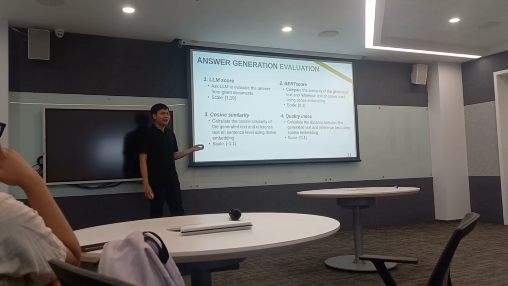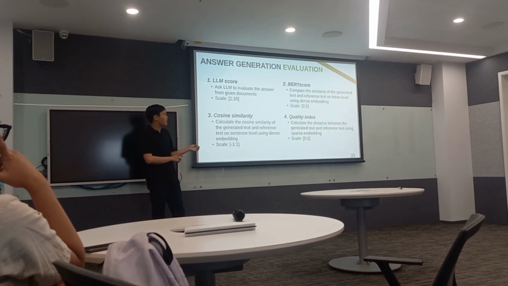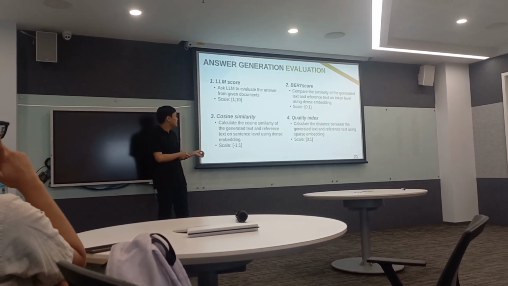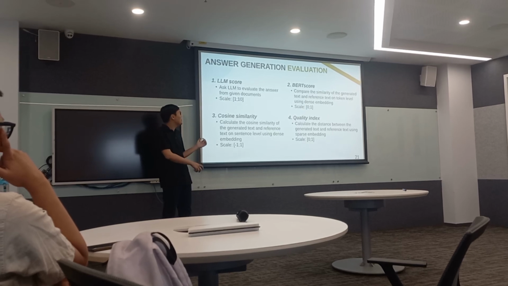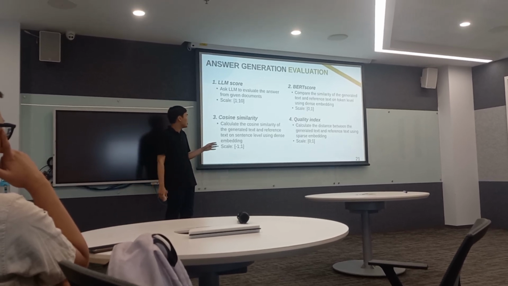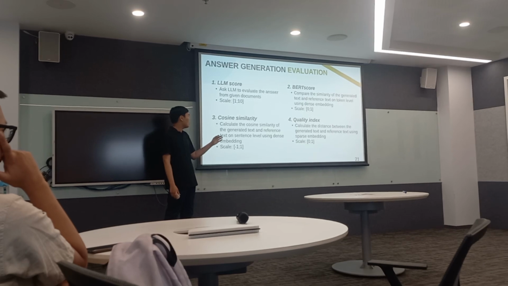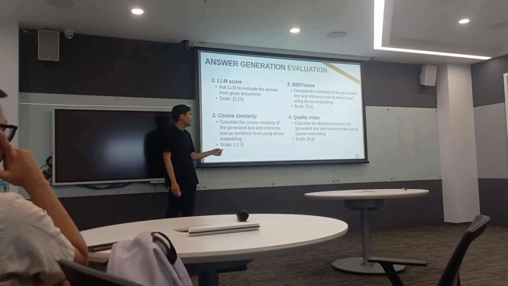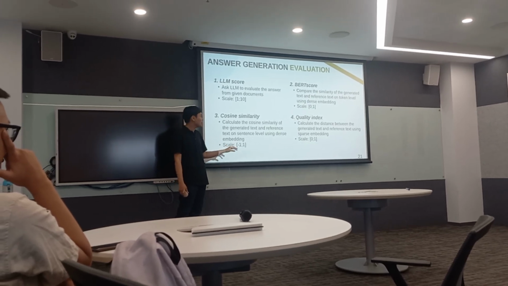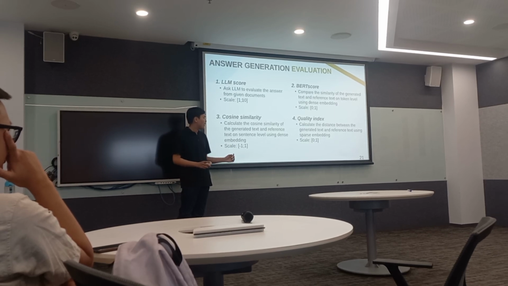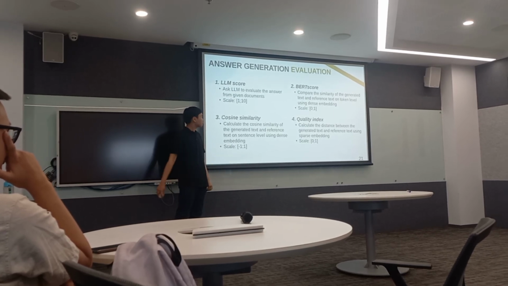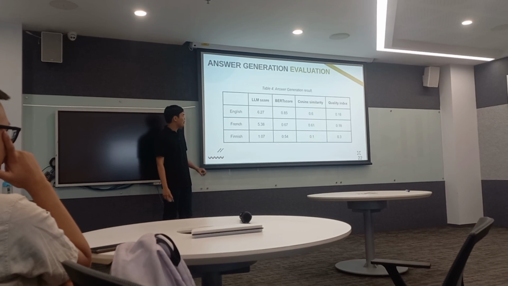Then for the answer generation evaluations, we try to propose some methods to evaluate the final answers based on the retrieved documents. And we're using 4 main scores here: the ROUGE score, the BERT score, the cosine similarity, and the quality index. Notice that the quality index is a distance-based metric, so it will have the opposite trend from the others. And this is the result.